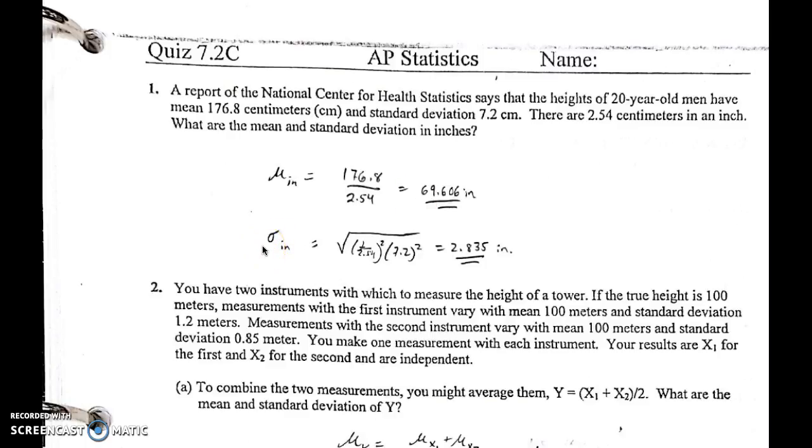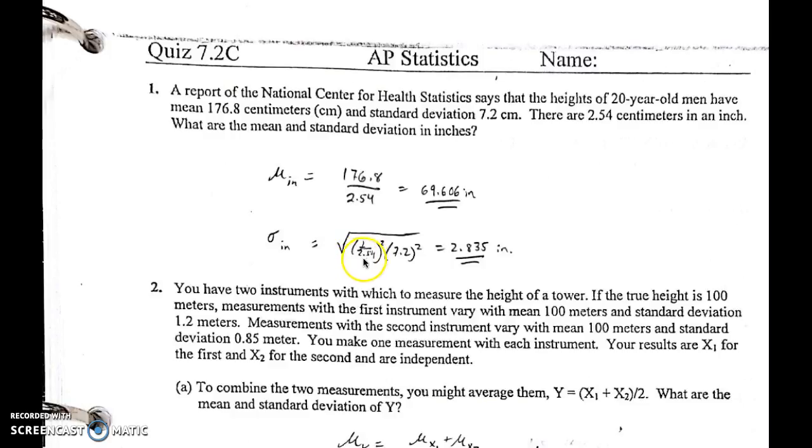And to find the standard deviation in inches, we're using the formula from your notes. It's formula number 1 from the rules for variances section. And that formula uses variance, so it uses sigma squared, but obviously we're doing standard deviation, so we need to take the square root of each side. That's why I've got a square root symbol over here.